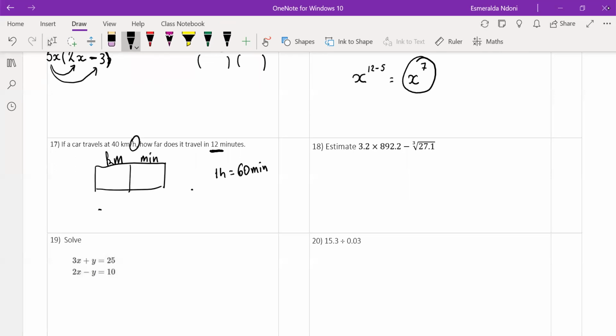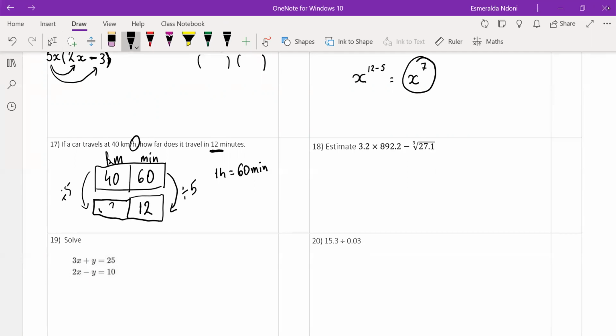Okay, this is what's given to us, 40 kilometers in 60 minutes. I know it's 60 minutes because it says an hour. And then the next part of the question asks me, what about in 12 minutes? How far will it go? This is the box that they're asking me for. Now that I've drawn it this way, I know now that I can just use the connection. 60 to 12 is divided by 5. So I'll do the same to the other side.